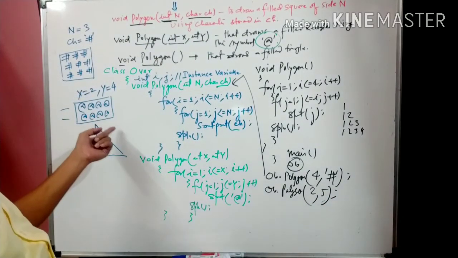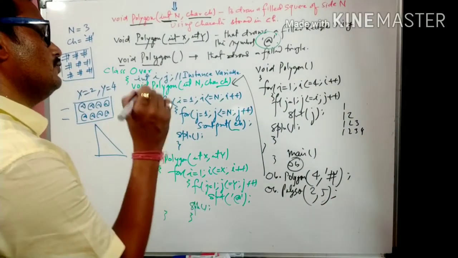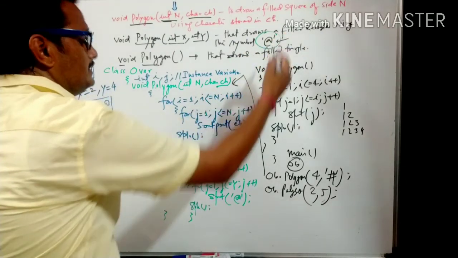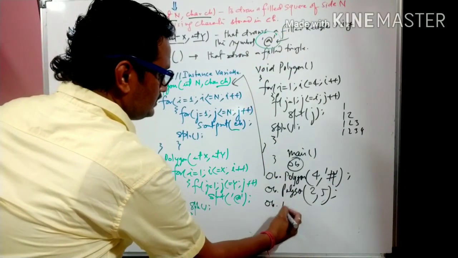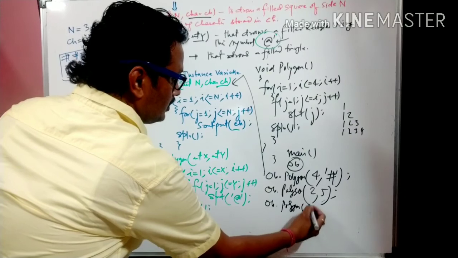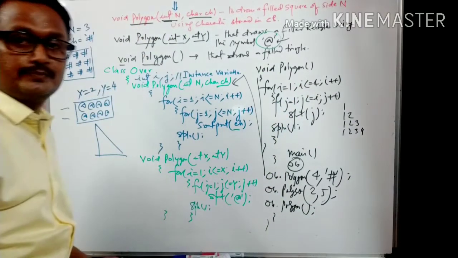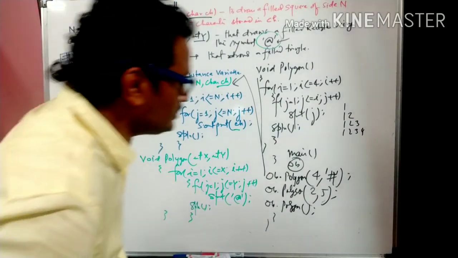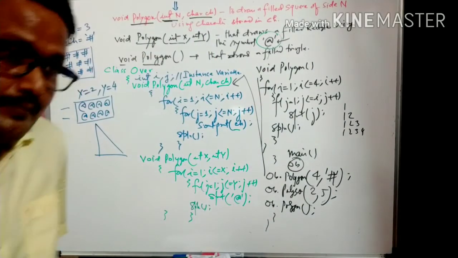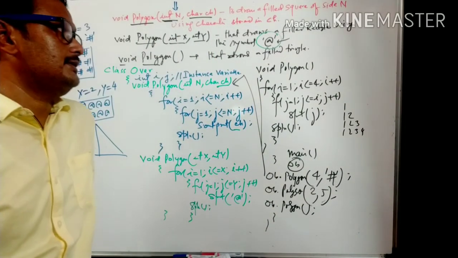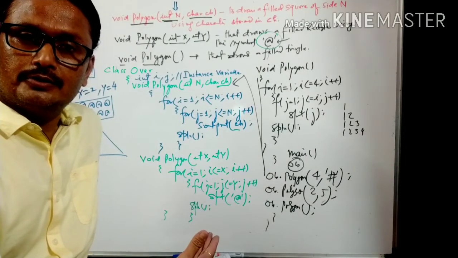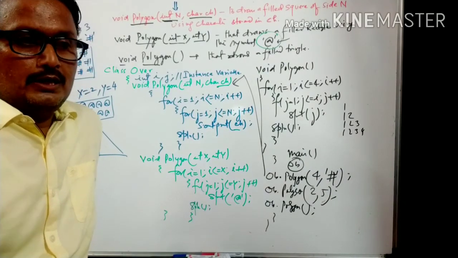We will get 2 rows and 4 columns filled with the @ symbol. And the last one is void polygon without any parameter, so that it will call this one. This is the way to call method overloading inside main, and this is an example of method overloading.